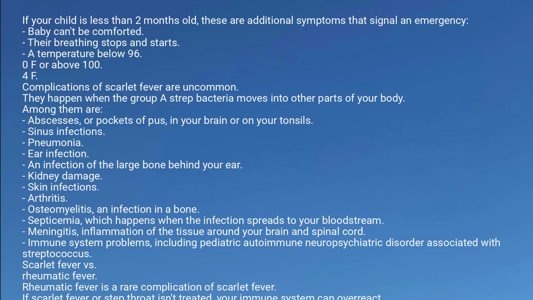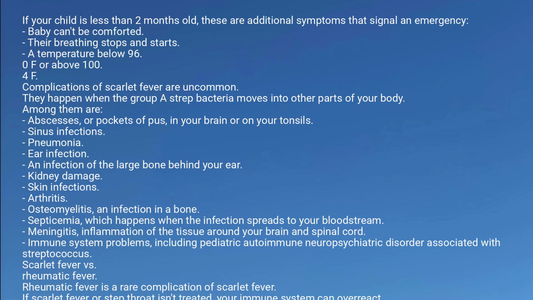If your child is less than 2 months old, these are additional symptoms that signal an emergency. Baby can't be comforted. Their breathing stops and starts. A temperature below 96.0 F or above 100.4 F. Complications of scarlet fever are uncommon. They happen when the group A strep bacteria moves into other parts of your body.